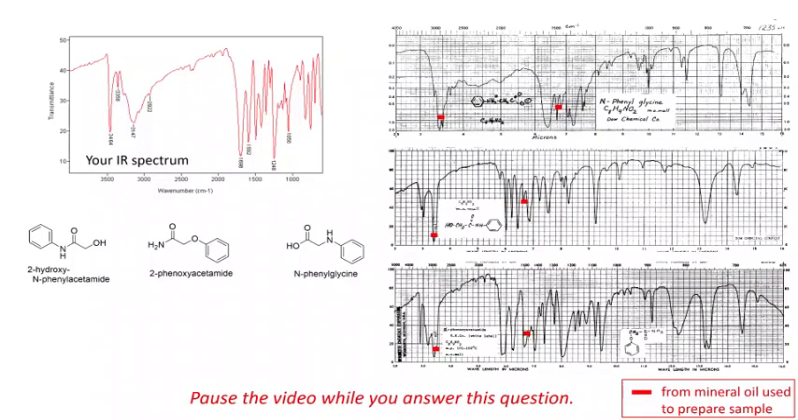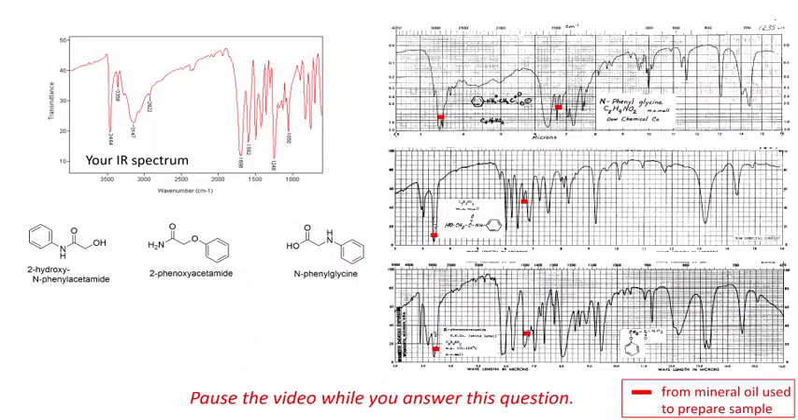Here you go. Here's your IR spectrum. Here's the 3 compounds. And here are 3 spectra that are referenced at the NIST database. I don't think there's any dates on these, but my guess is these were probably made in the 1960s or 70s.